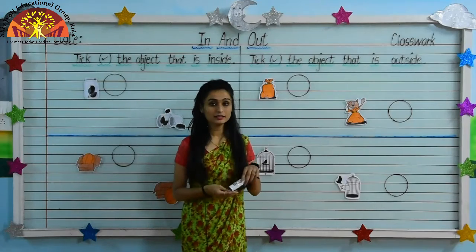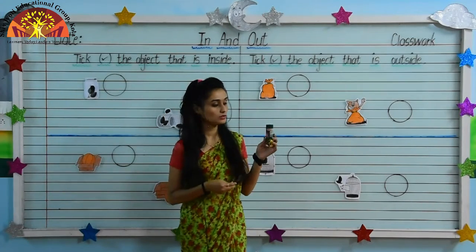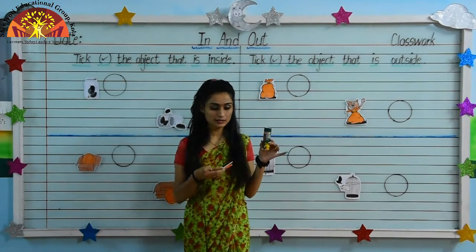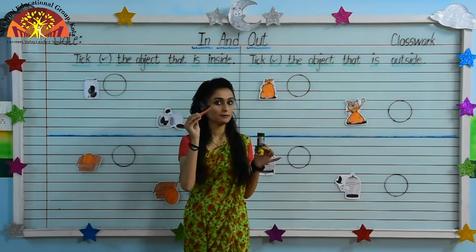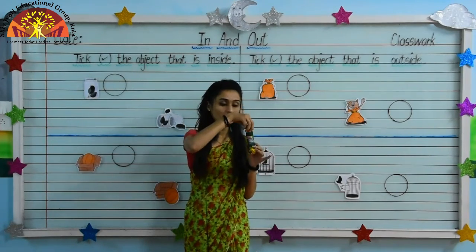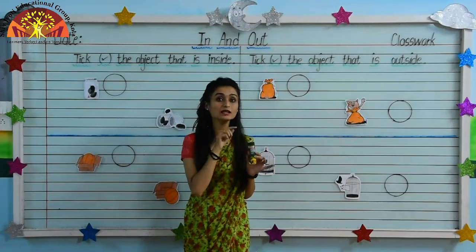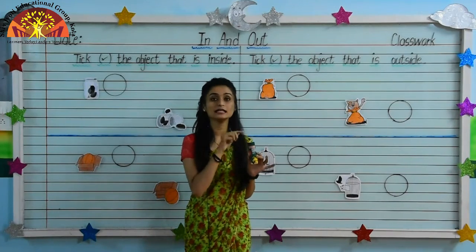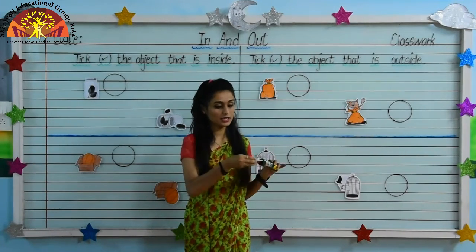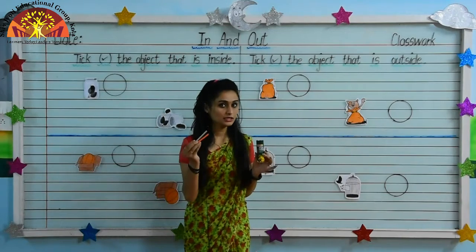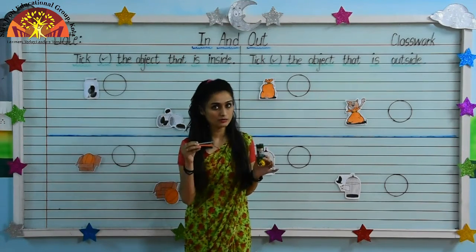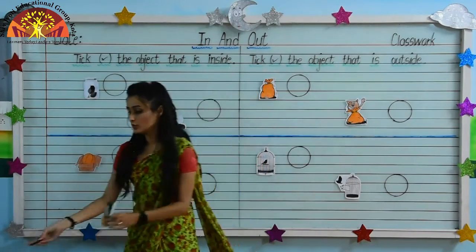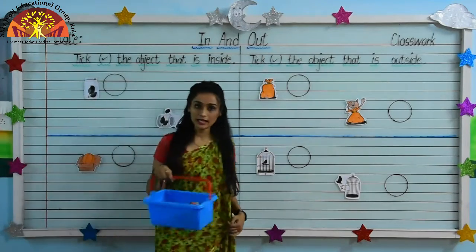Okay? Here is one crayon box. So this box is empty right now and these crayons are in my hand. Now these crayons are in the box. Now I am taking these crayons out. So these crayons are out of the box. Okay kids? So you know the meaning of in and out now.